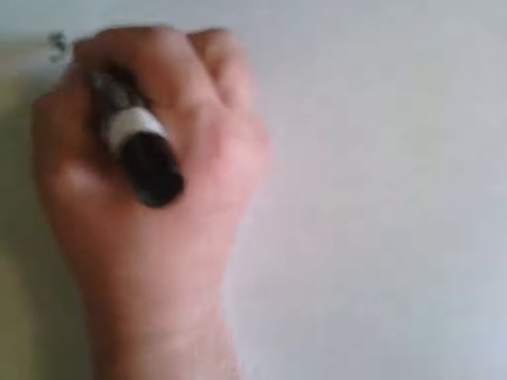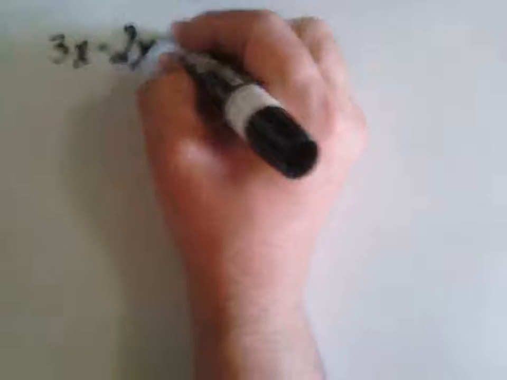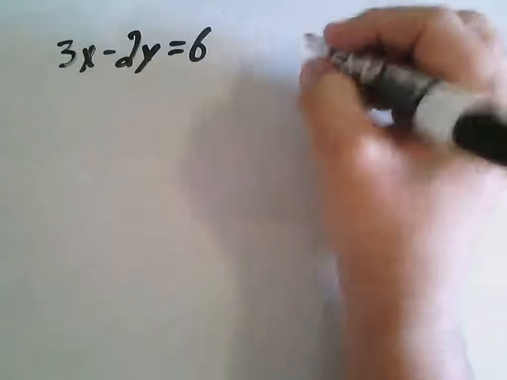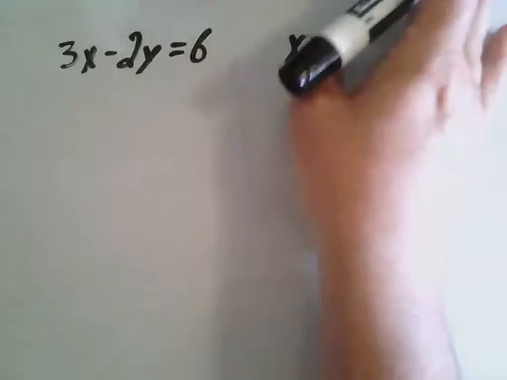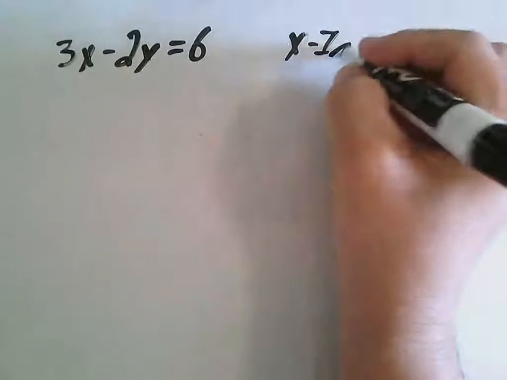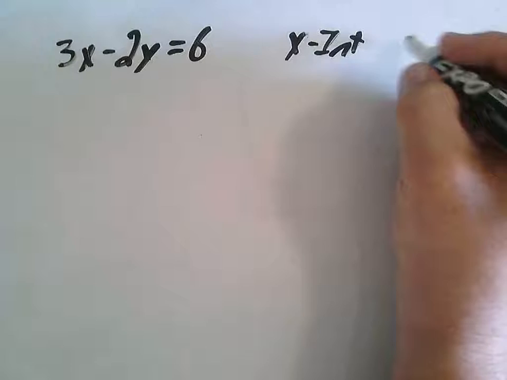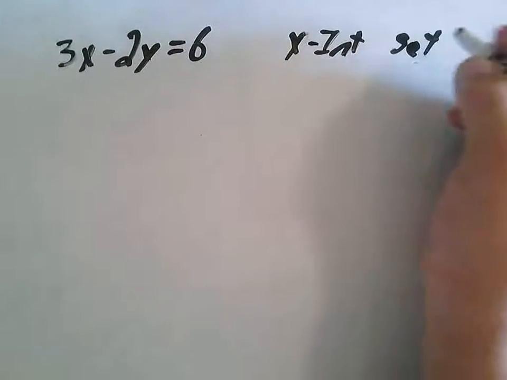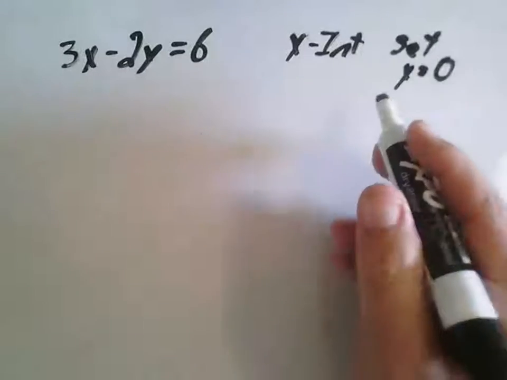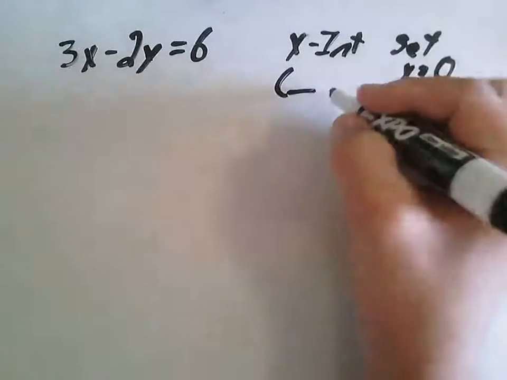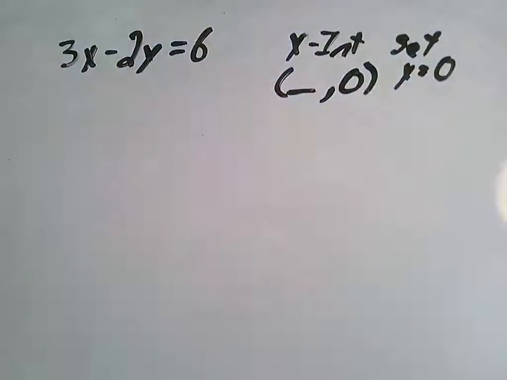So in this particular one, I'm going to say that 3x minus 2y is equal to 6. So in order to find the x-intercept, I have to set y equal to 0. So if this is going to be an ordered pair, then I don't know what x is yet, but I know that y needs to be equal to 0.